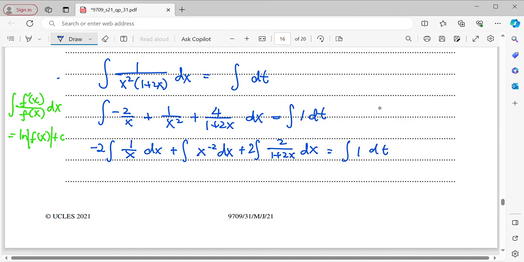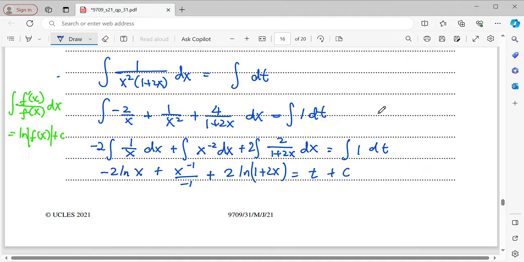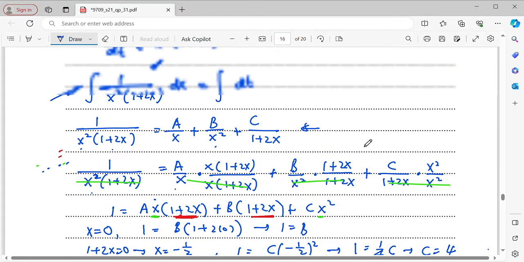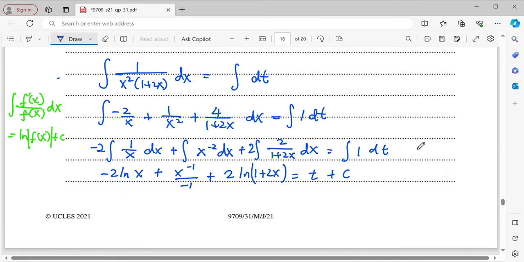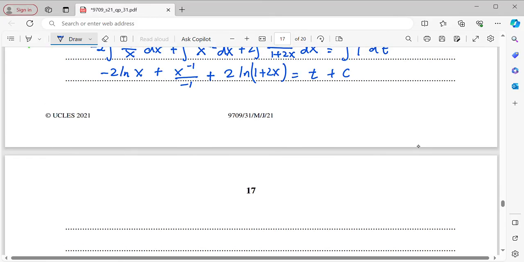So I will do the integration at the same time. For the left hand side, I will get negative 2 ln x. Then for the second integration, you plus 1 to the degree. So minus 2 plus 1 is minus 1 over minus 1. Then the third integration is 2 ln 1 plus 2x. The right side is t plus c. When you look at the question, it's mentioned that x is 1, t is 0. So now x is 1, t is 0.